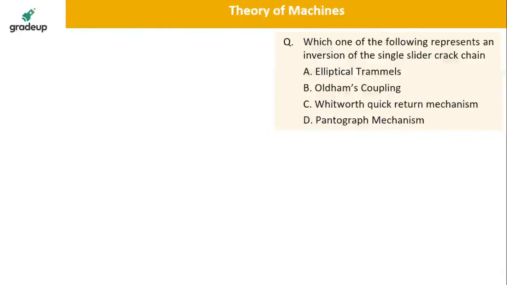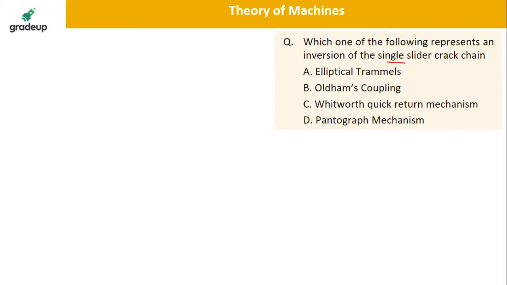Very good. Next question. Which of the following represents an inversion of a single slider crank chain? Which one of the following represents the inversion of a single slider crank chain? Quickly respond. And all of you please like this session. I'm seeing there is a good number of students live with us.